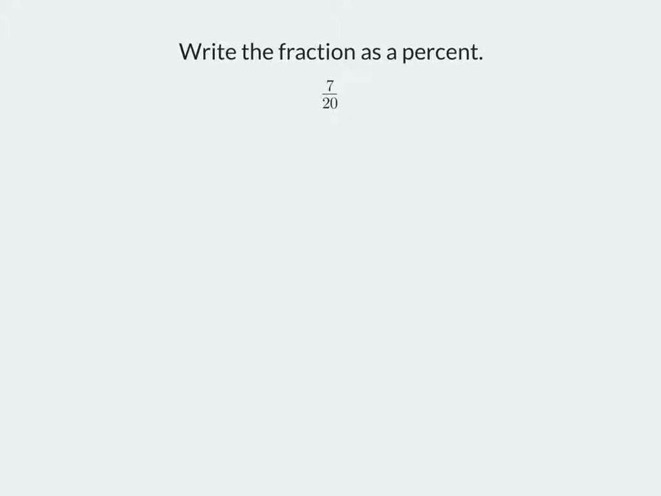Write the fraction as a percent. To convert fractions to percentages, we need to divide the numerator by the denominator. So we'll take our calculator and divide 7 divided by 20. When we do 7 divided by 20, we get 0.35.